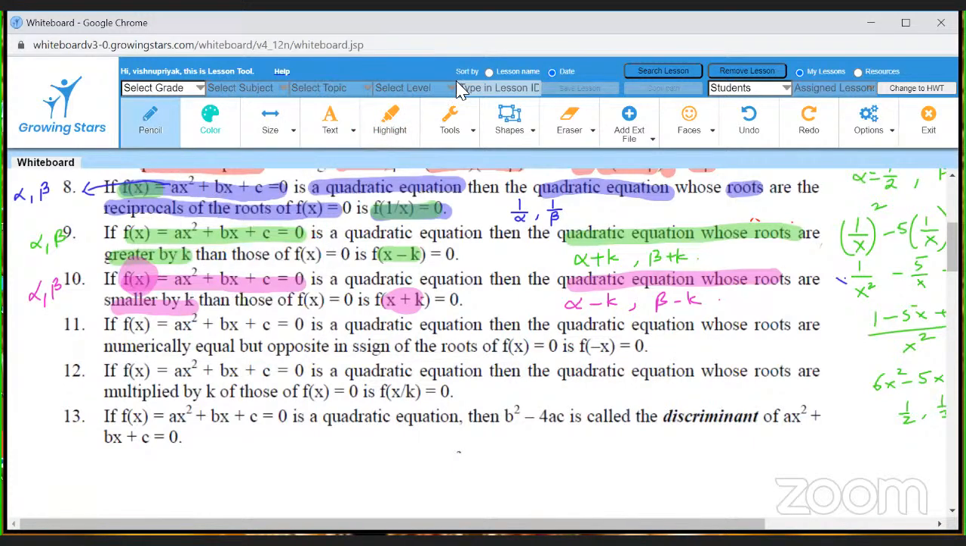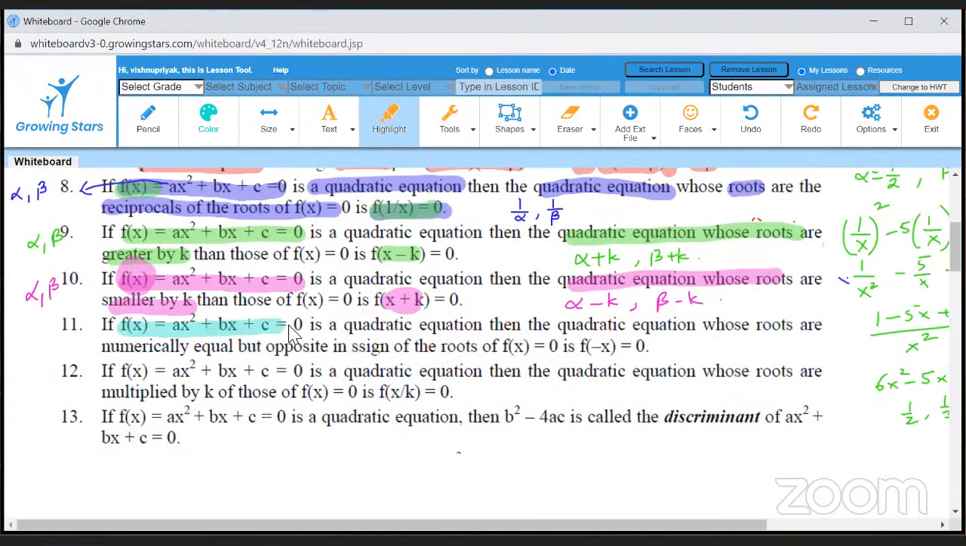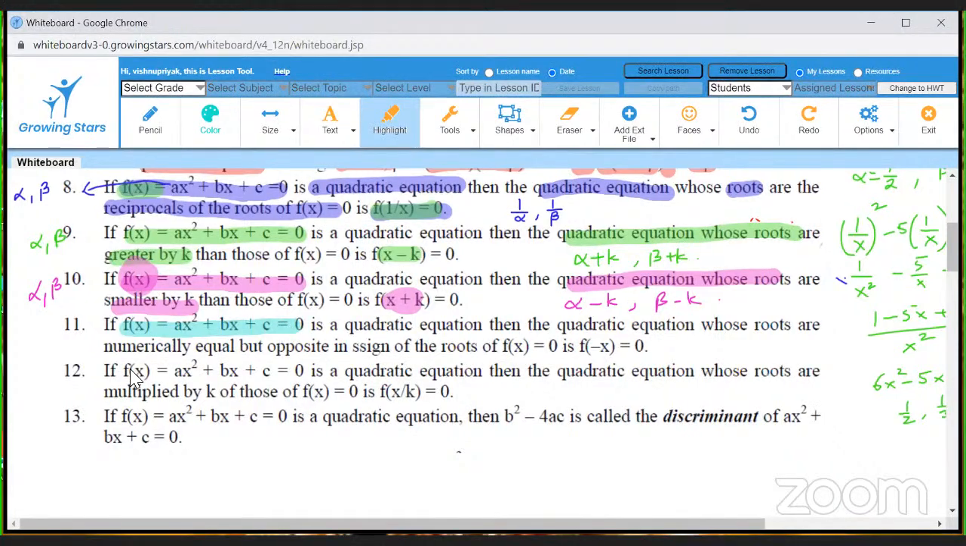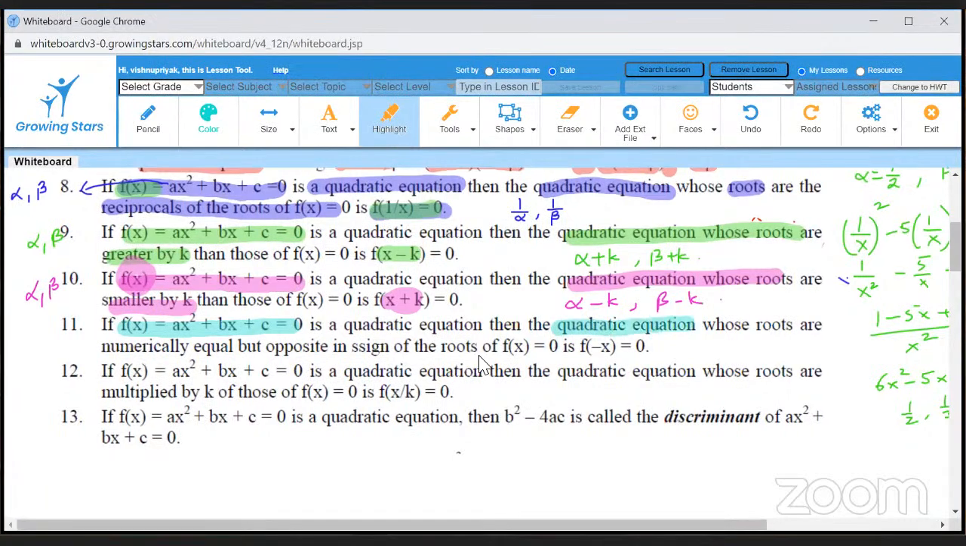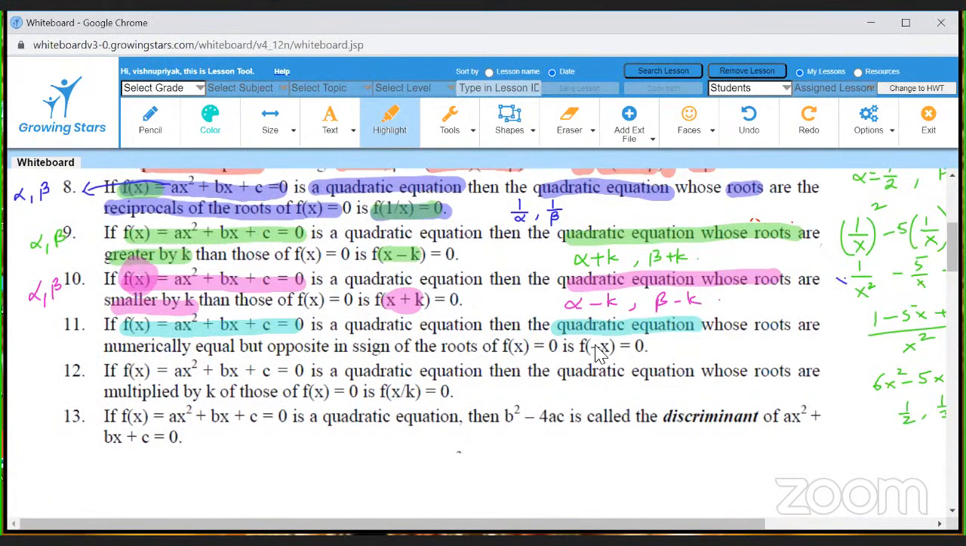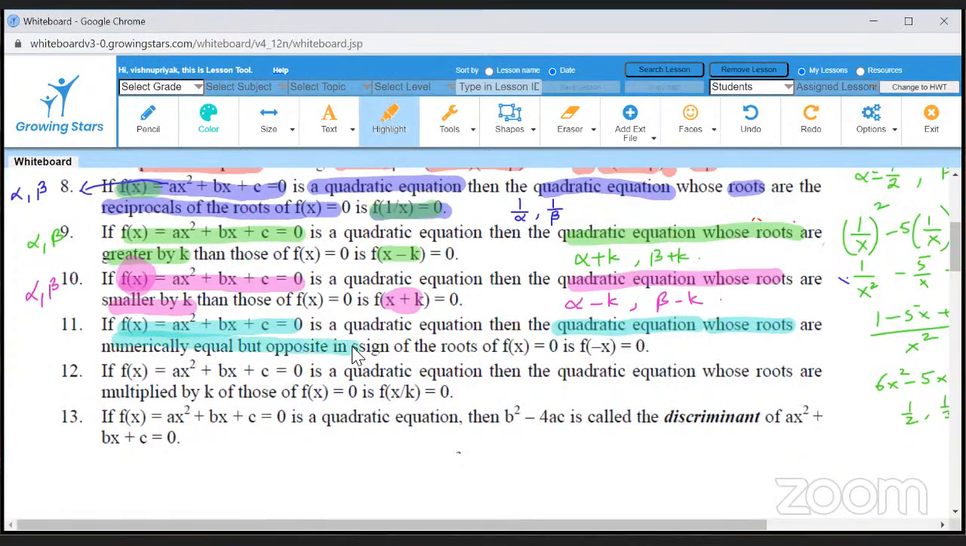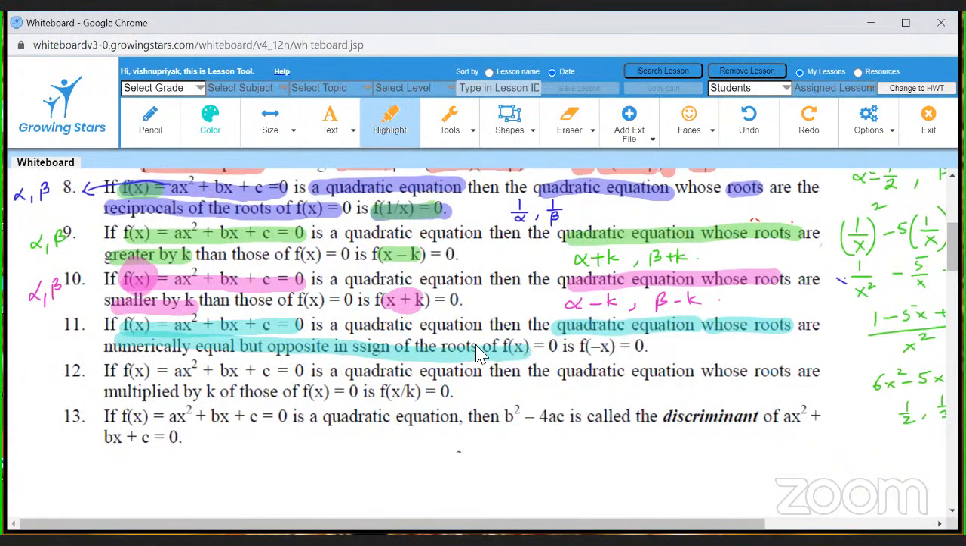Okay, next. Again, if f of x equal to ax square plus bx plus c equal to 0 is a quadratic equation, you have to make a new quadratic equation whose roots are numerically equal but opposite in sign to the roots of f of x equal to 0. How will you get the new quadratic equation? F of minus x. X has to be substituted by minus x.